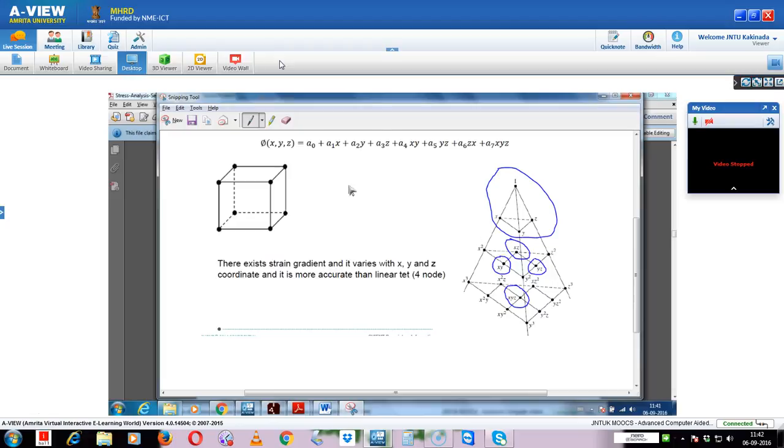So when you try to differentiate with respect to x here, there exists a constant a1, then this is 0, this is 0. Then y, then z, then yz. So that means for x it is y, then z, then yz, the product of y and z.